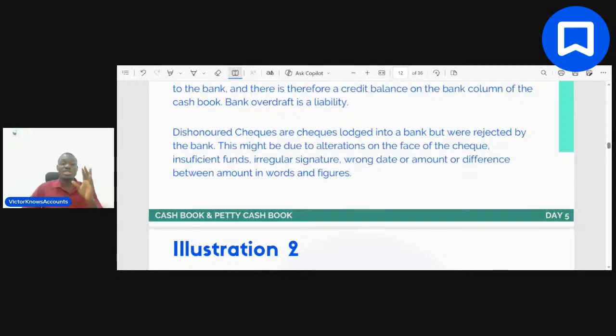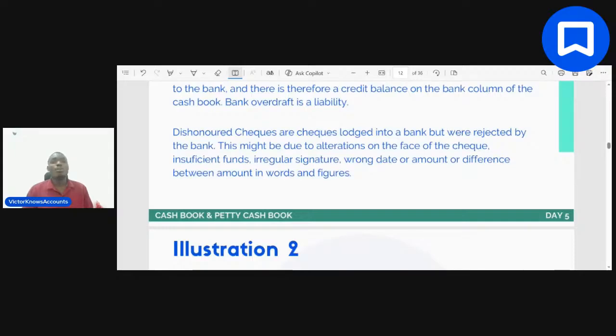But what it just means is that if I give you a check and they reject it at the bank, don't forget that as I'm giving you the check, I am assuming that money is already leaving my bank account. So I already credit the bank column of my cash book. I'll put that on credit already. Is that fine? But my bank account would actually still have money because the check was not honored.